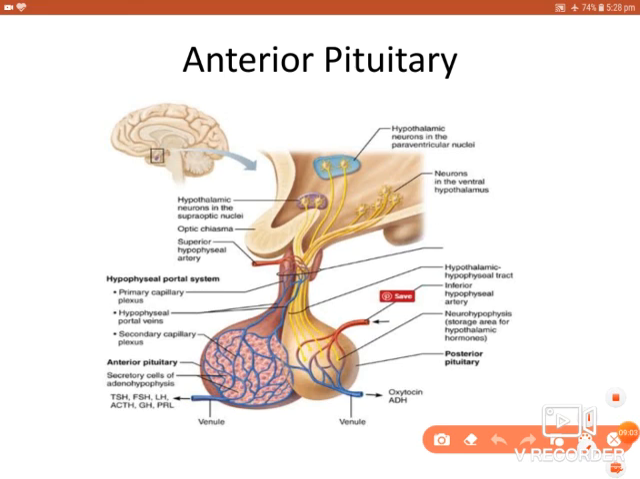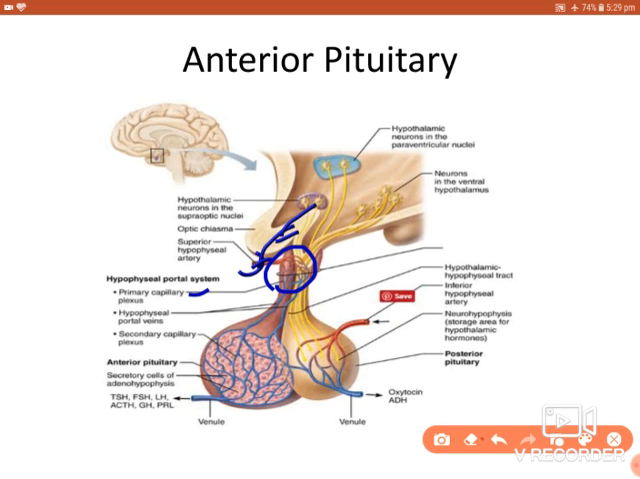Back to the anterior pituitary here. See this artery here, this is the superior hypophyseal artery. It is a branch of the internal carotid artery, supplying this region. There are numerous superior hypophyseal branches, towards the hypothalamus and towards the anterior part. The superior hypophyseal artery forms a plexus here at the level of the median eminence.